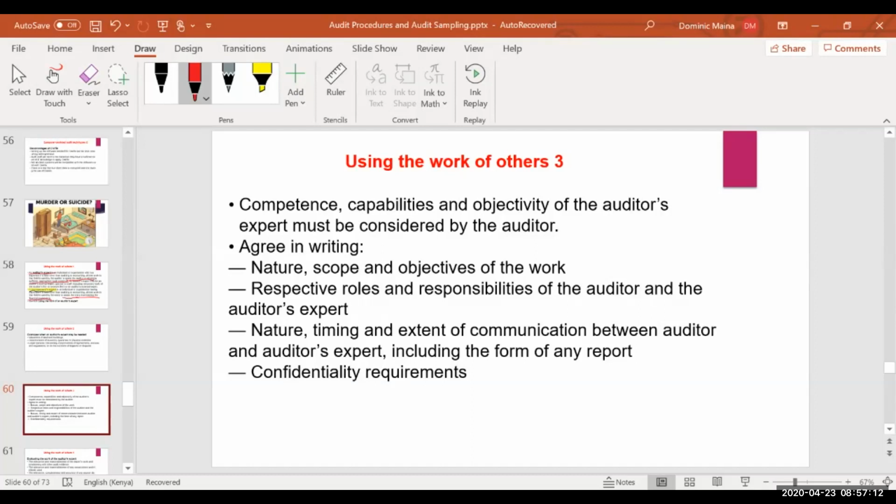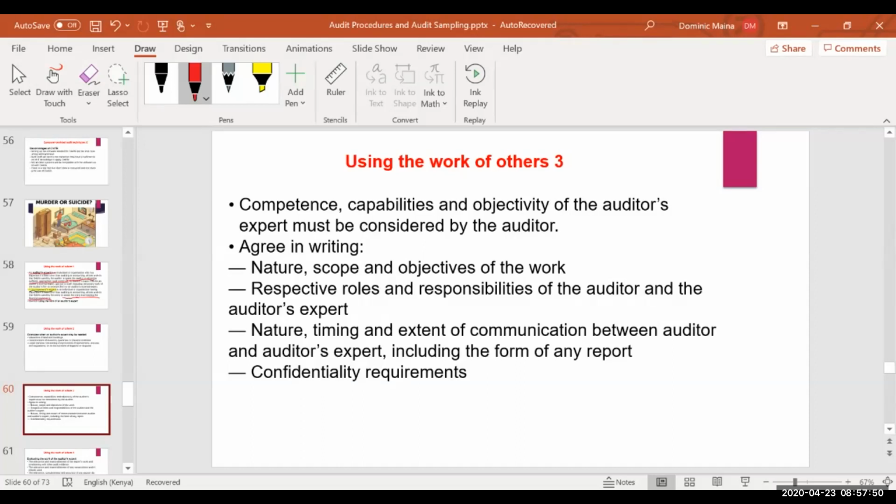Also have an agreement in writing on the nature and the scope of the objectives of the work. Don't forget, you are the one who is hiring them. You as the auditor are the one hiring these experts, so definitely you need to have a very good agreement, in writing, not orally. Discuss: I want your opinion on this particular matter, this is what I want you to do. So agree before the work begins on what you want them to do, because you are the one hiring them.